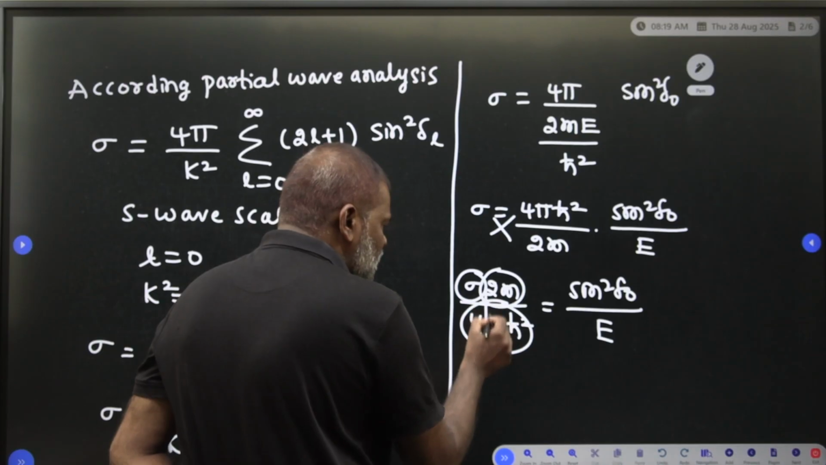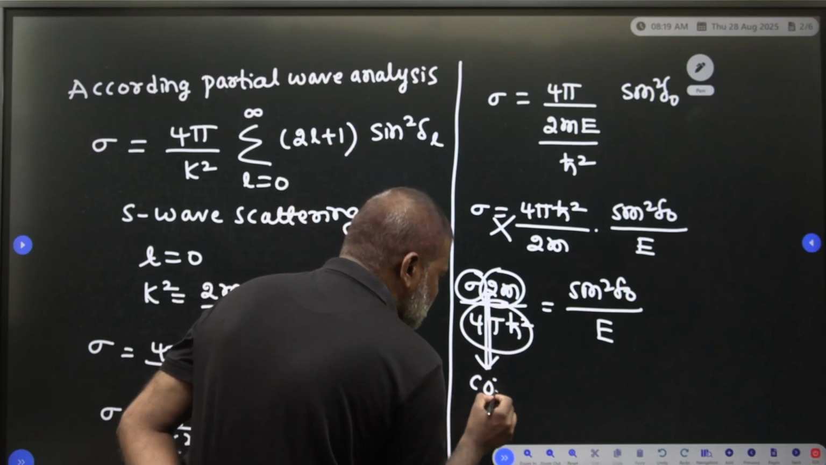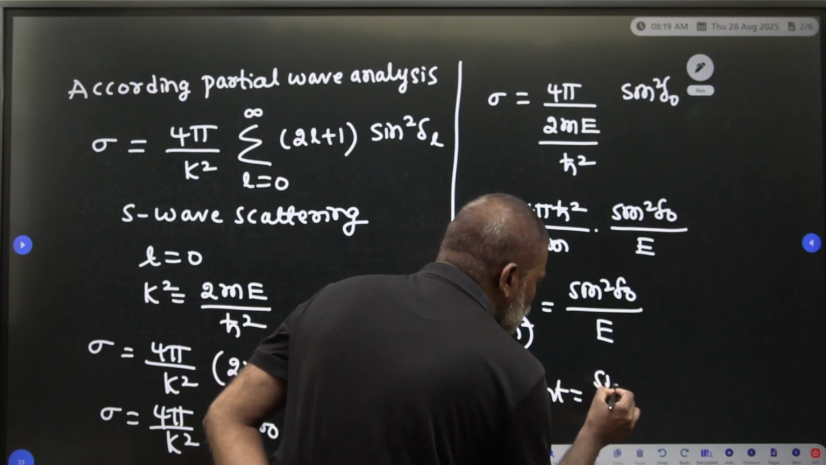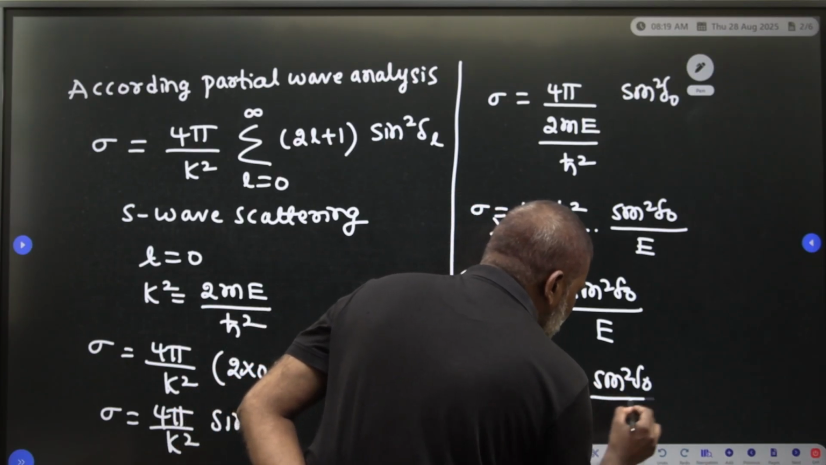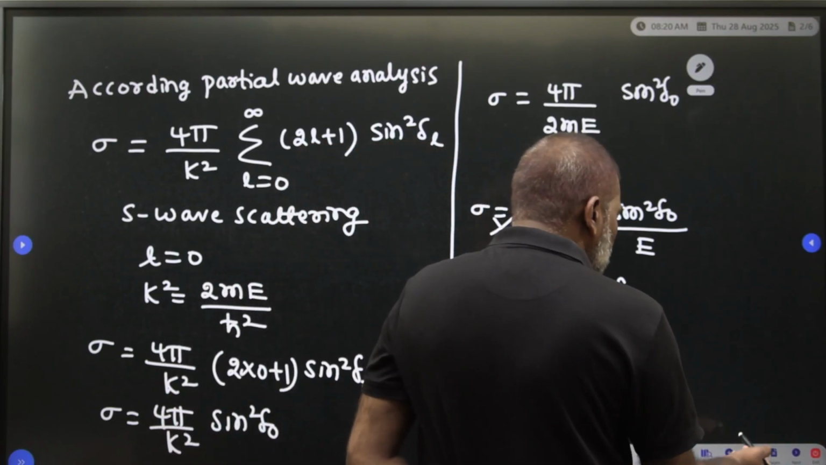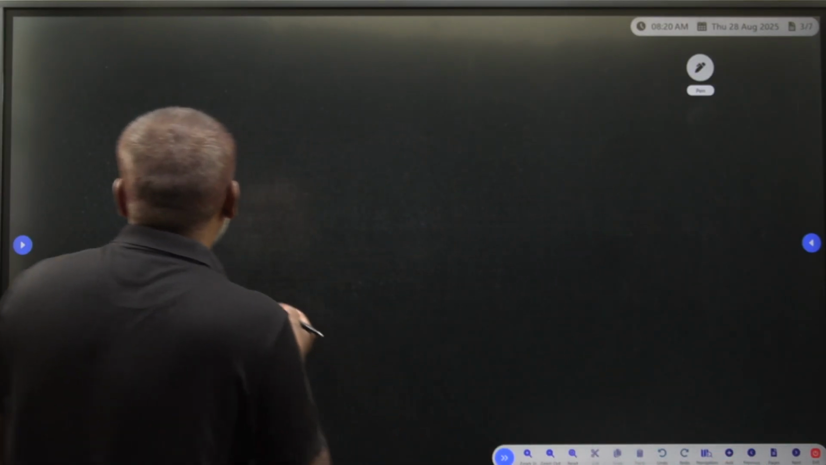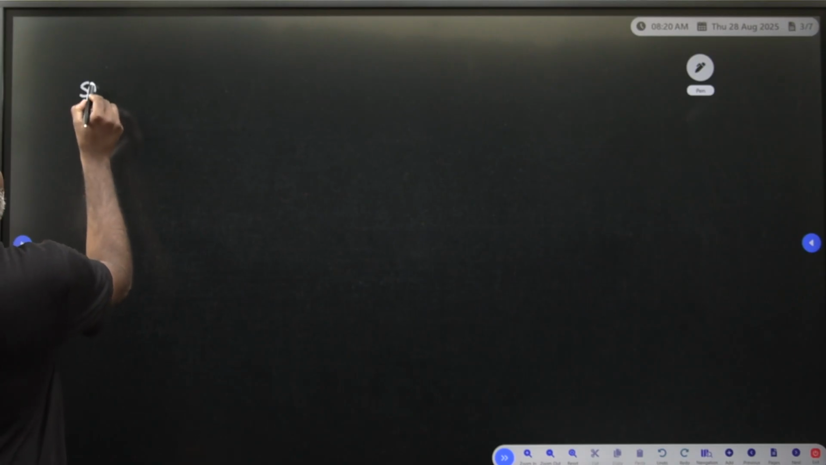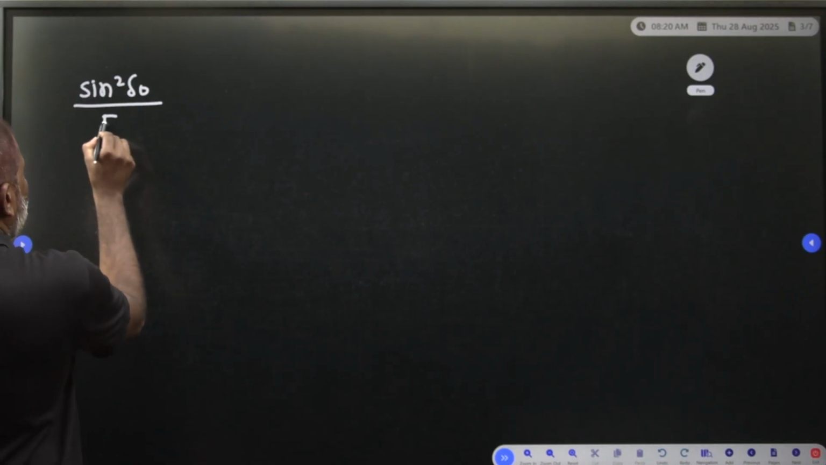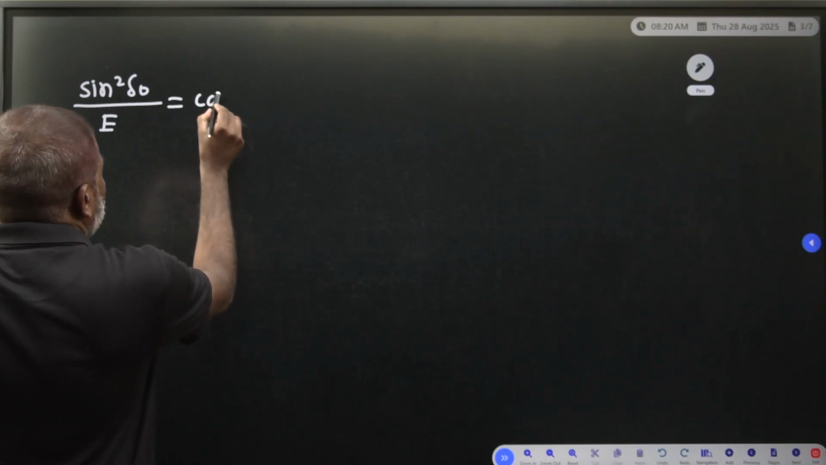4 phi h cut square is a constant. So the constant is equal to sin square delta 0 divided by E. So from this, the expression we get is sin square delta 0 divided by E is equal to constant.